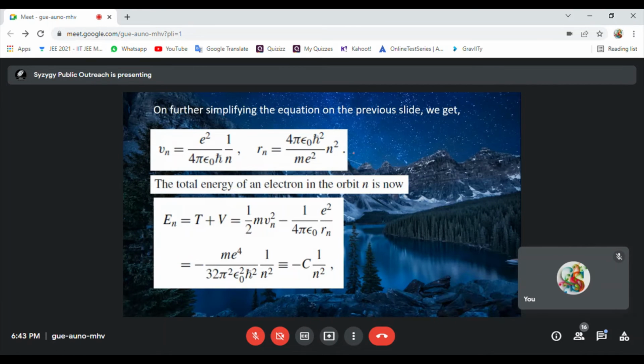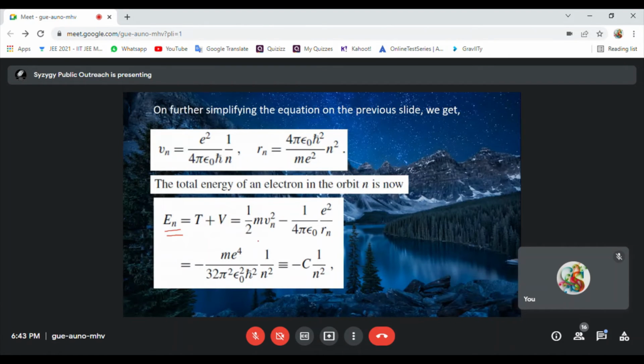It's quite a useful equation and quite fun solving this. Then the total energy of an electron in the orbit n, En, is the kinetic energy plus the potential energy of that electron. This you will learn in mechanics in 11th and 12th, so I will not cover it here.